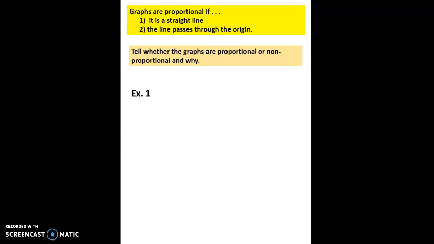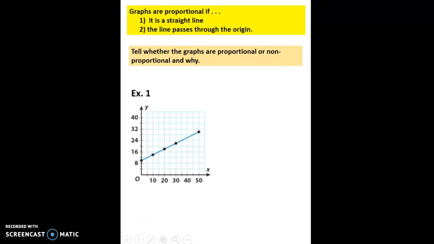So let's practice and tell whether the graphs are proportional or non-proportional and why. Here's our first graph. Let's think about it. Is it straight? Yes. Does it touch 0, 0? No. So this is a non-proportional graph because the line does not go through 0, 0. When you're saying why it's not proportional, you want to say which characteristic it does not meet.